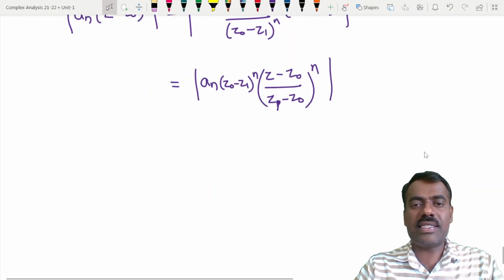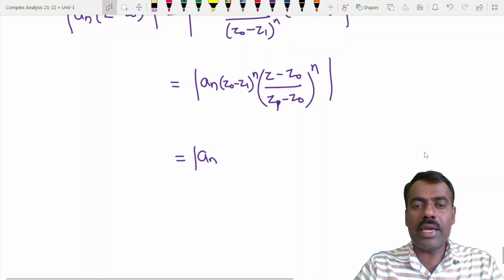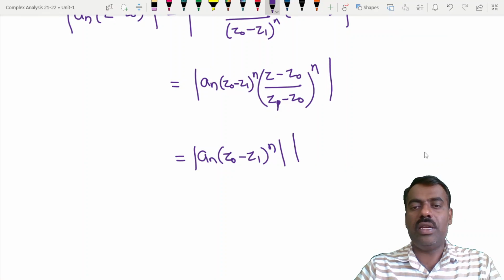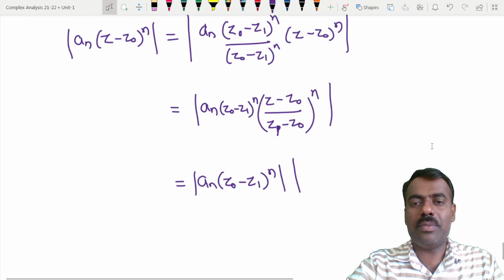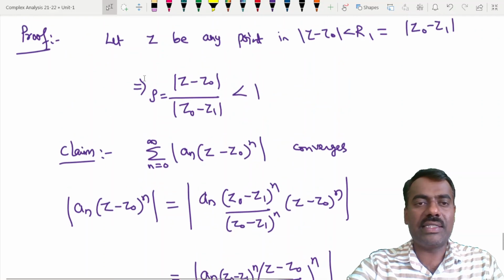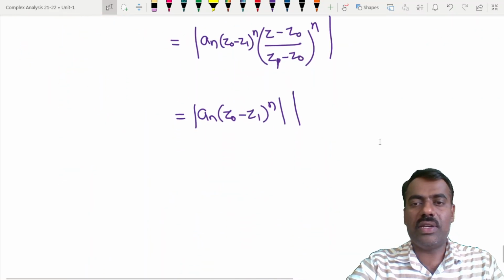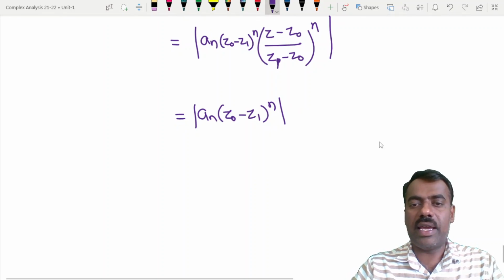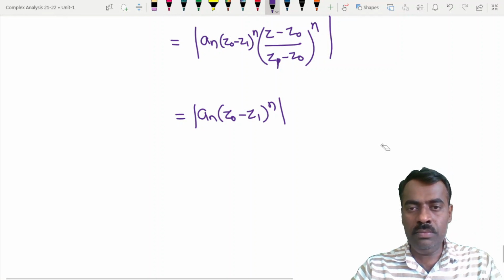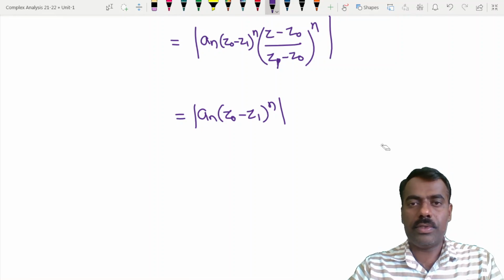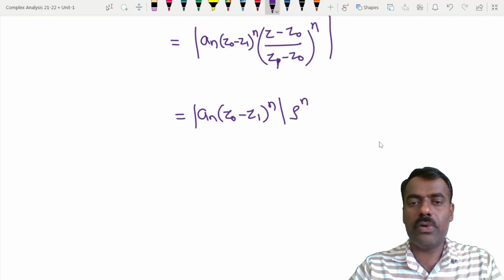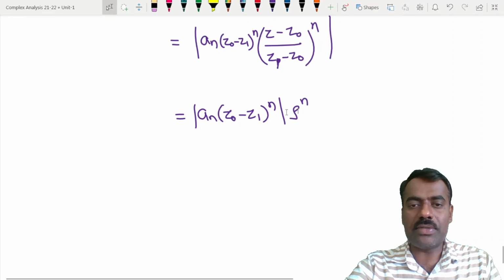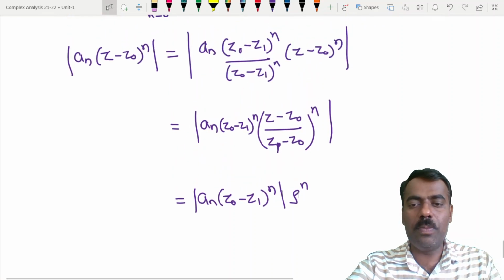This we can write as mod a_n into (z1 minus z naught) whole power n, into (z minus z naught) by (z1 minus z naught), that is our rho, right? So this you can write as rho power n. Now, what can you say about mod a_n (z1 minus z naught) whole power n?